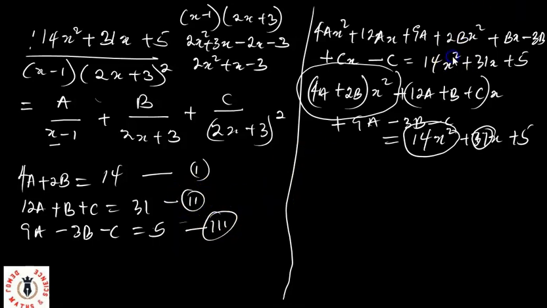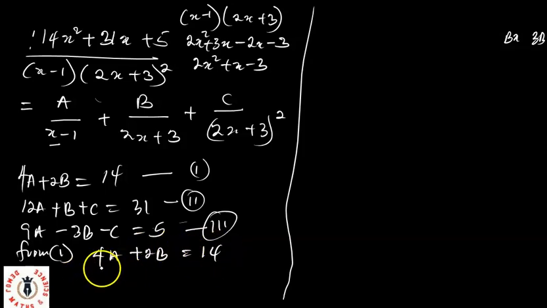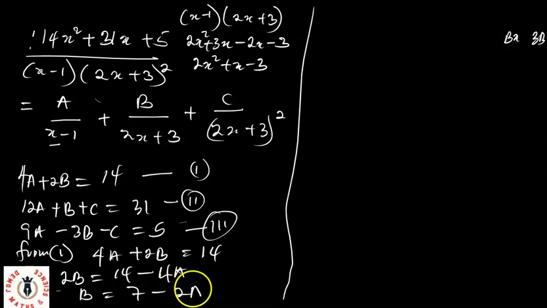Now let's delete some space here to create some space, so that from equation 1, I can deduce that 4a plus 2b is equal to 14, so that 2b is equal to 14 minus 4a, so that b from here is equal to 7 minus 2a.